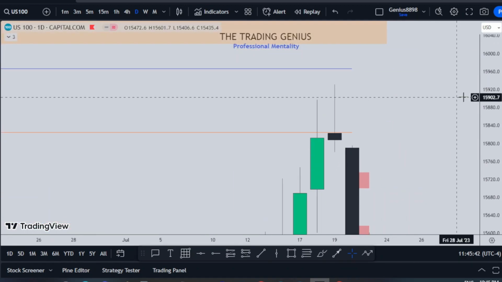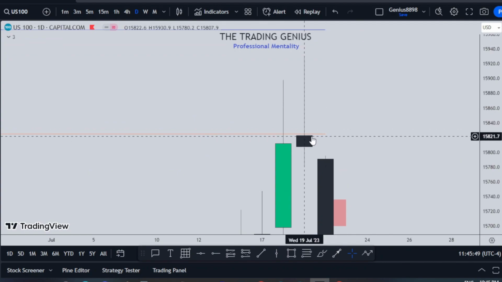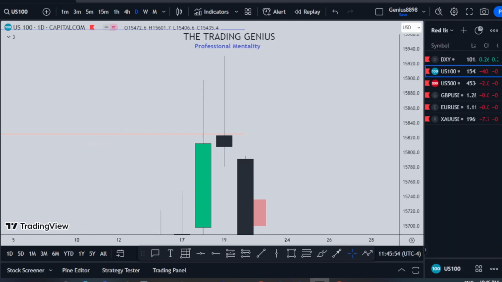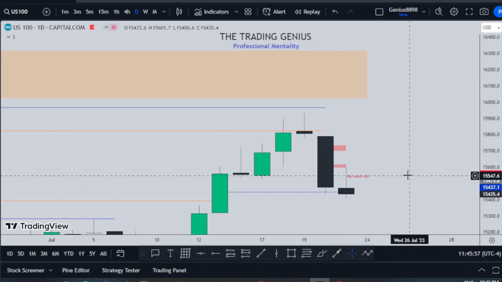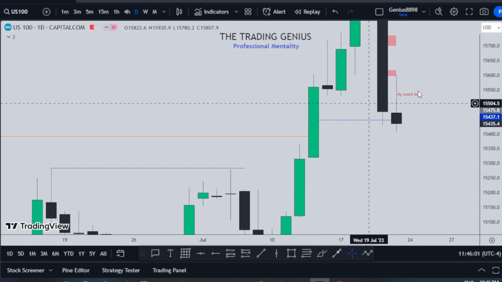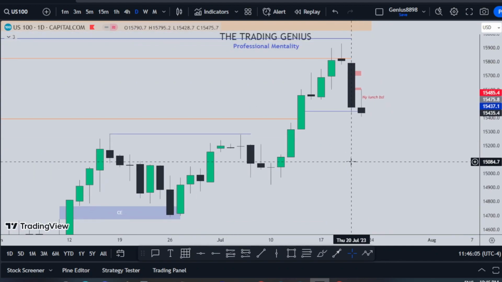Again, look at the body of it. The wick goes through it, yes, but the body of it closes below. Look at that. That is precision right there. Okay, it's not random. It is precision. So after it comes back to the consequent encroachment on the daily time frame here, what are we going to do? That's when we have to go to a smaller time frame to understand more.